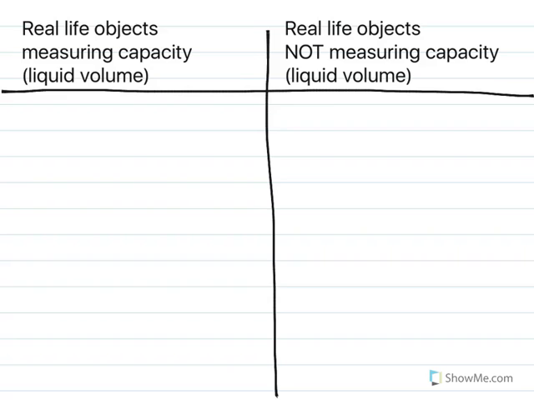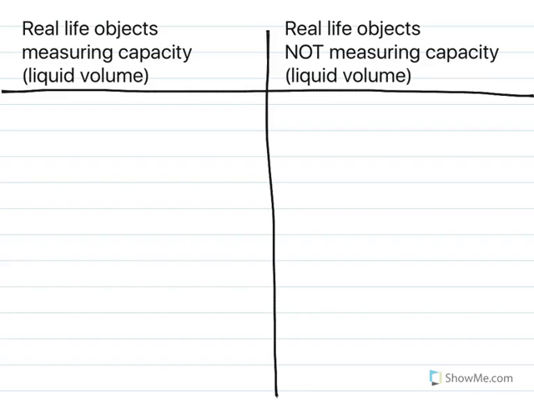What I want you to do now is to go around your house, look through your pantry, look through your cupboards, look through your refrigerator, because that's mostly where you're going to find these real life objects that either measure in liquid volume or don't measure in liquid volume. A good thing to do is to look at labels. Find them on the labels and ask your parents to help you if you're not sure where to look. The labels will tell you what it's measuring.